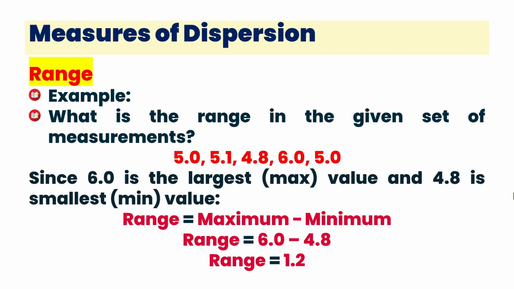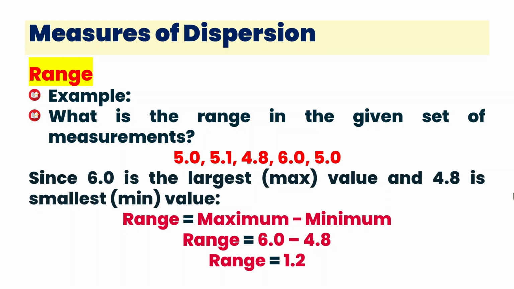Example, what's the range in the given set of measurements? 5.0, 5.1, 4.8, 6.0, and 5.0. Since 6.0 is the largest or max value and 4.8 is the minimum value, we just simply subtract the two numbers. So 6.0 minus 4.8 is 1.2. Therefore, the range of this set is 1.2.